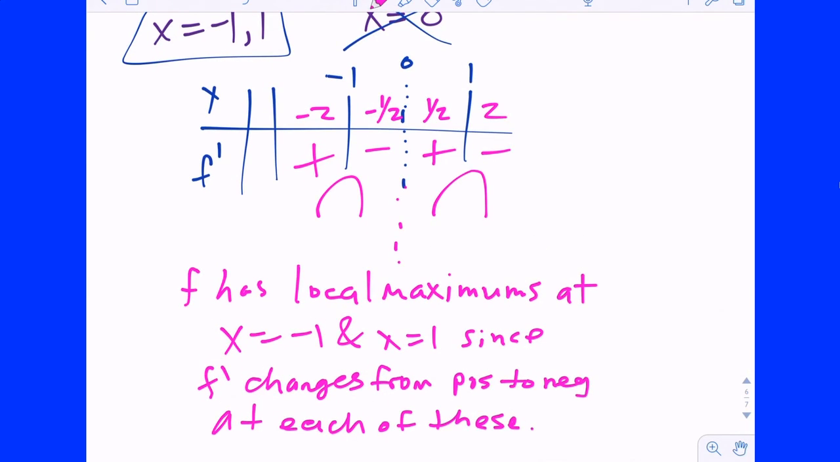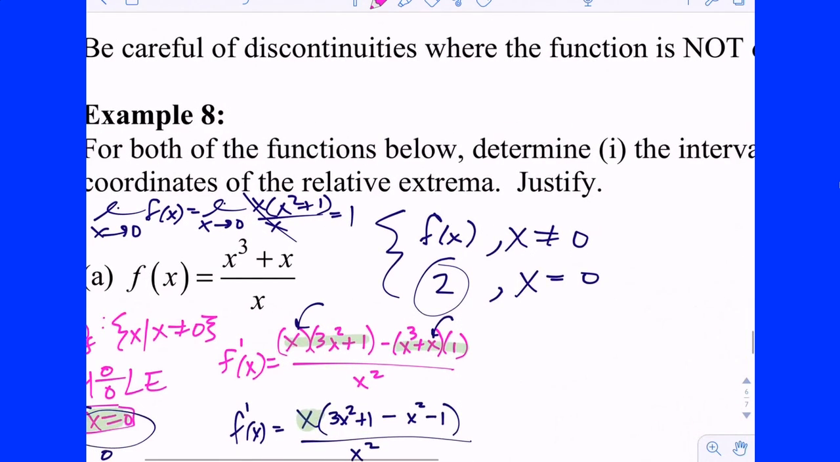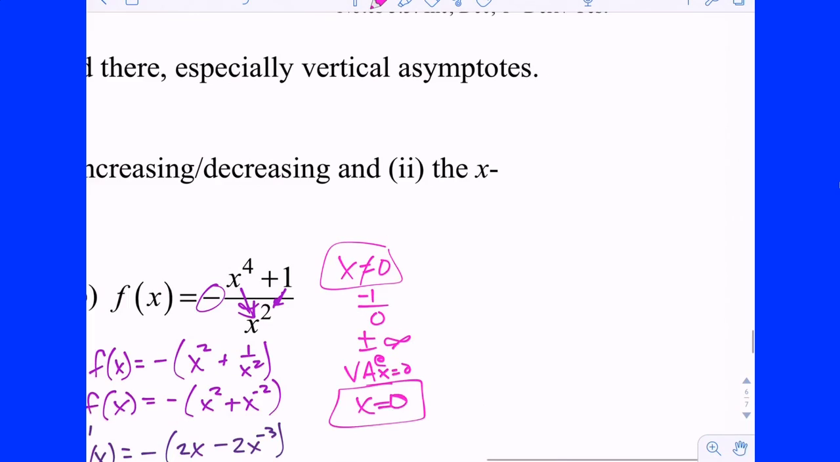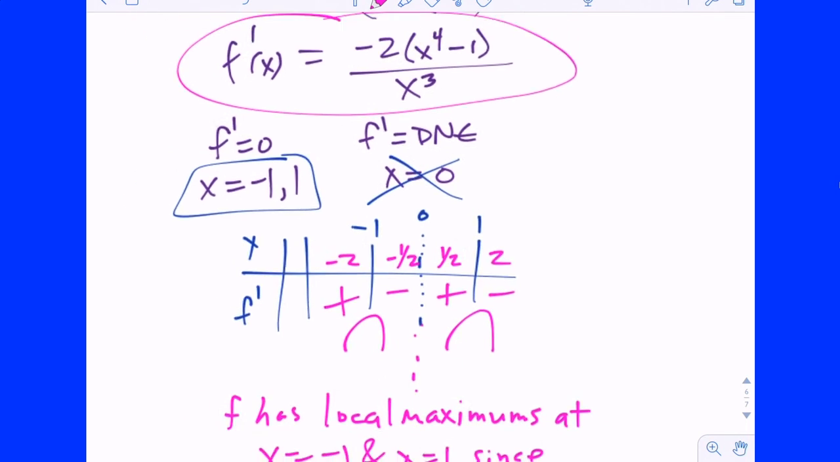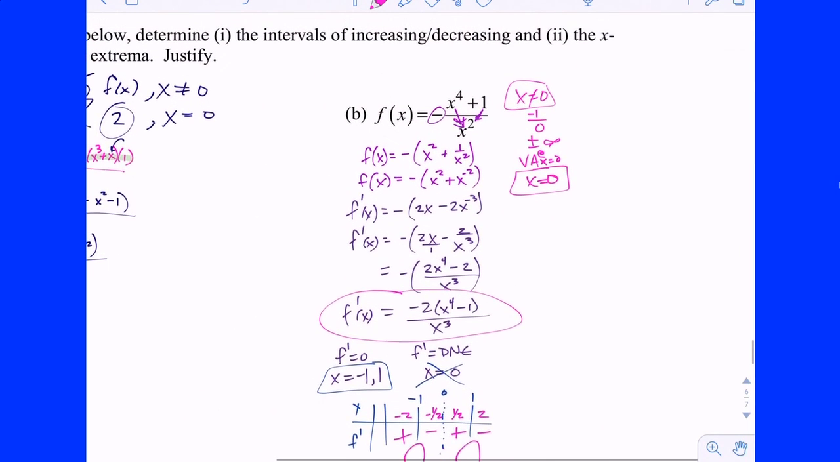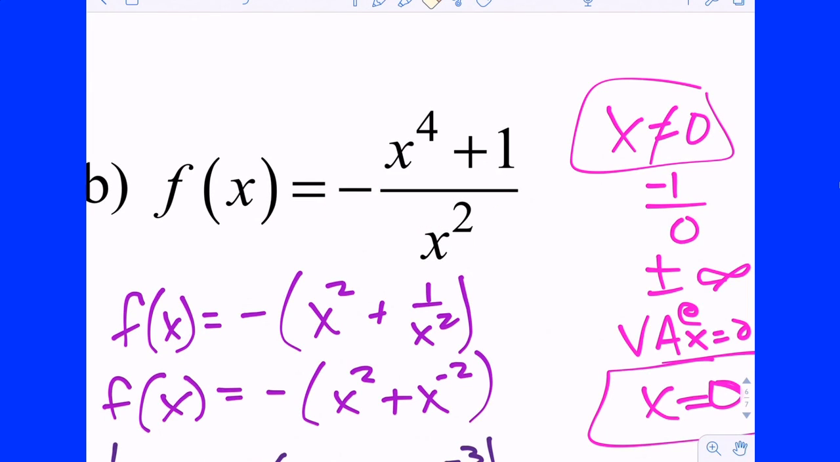All right, that's it. Did it ask for the maximum values? I just want to check before I walk away. Are we looking for the x values or y values? Because there's a huge difference. Yeah, just find the x coordinates. Okay, good. If you needed to find the y values, you would just take your negative 1 and 1 and plug them back into f, right? The original function.